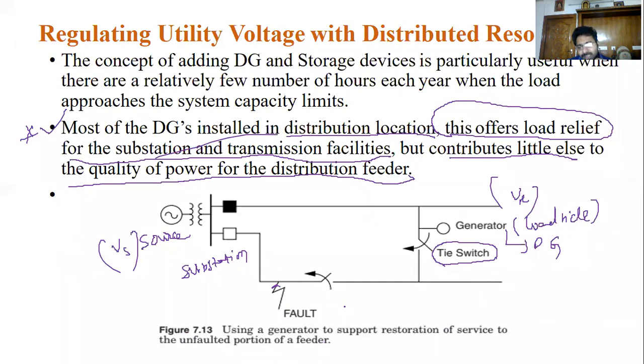What will happen at that time? Under normal working conditions, the tie switch is off. So this is off. When there is a fault in the system, what will happen? This tie switch is closed here. So in the fault case, this tie switch is on, nothing but closed here. So this generator will supply the power to these lines.